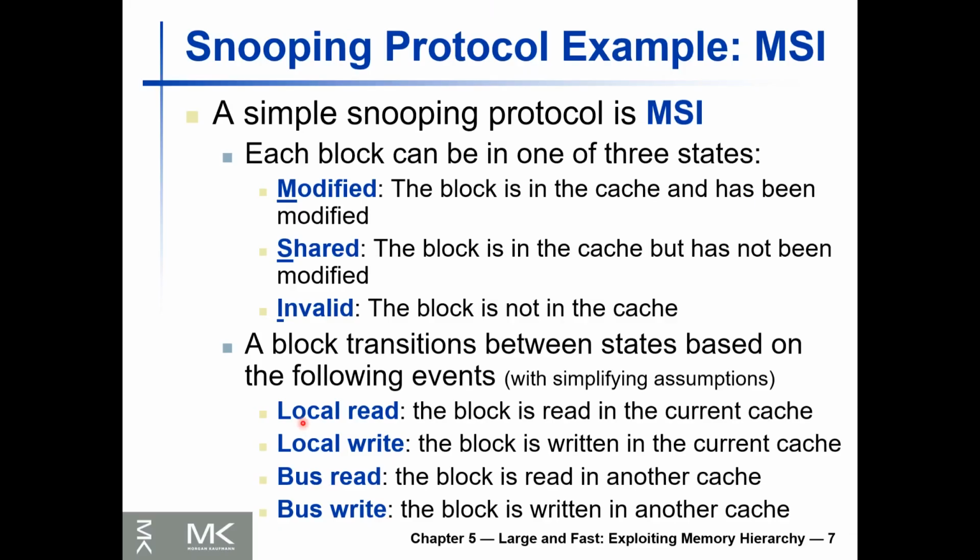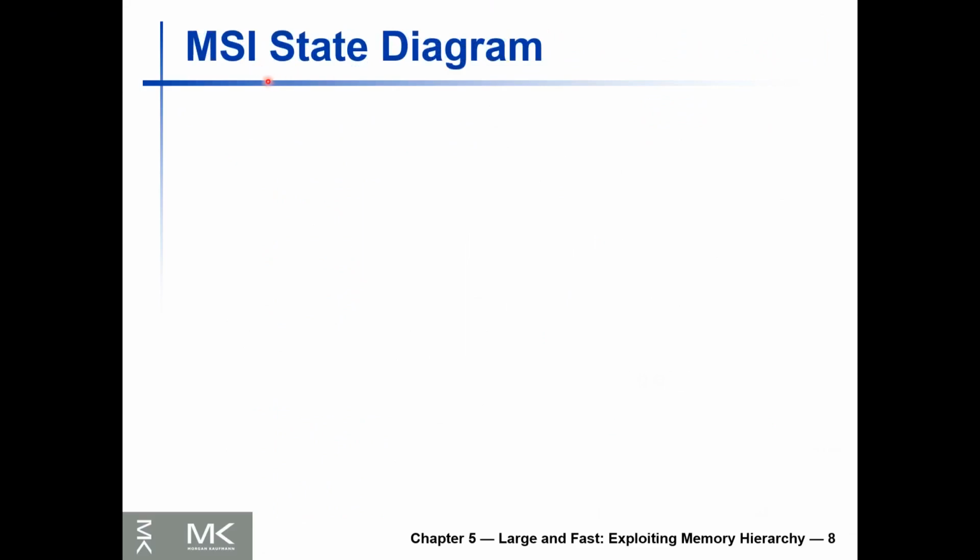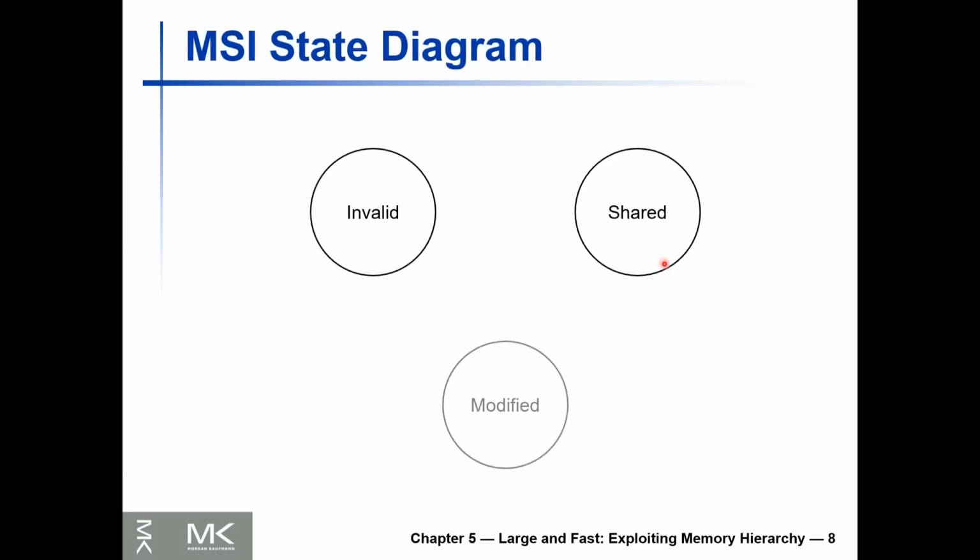Is this clear? Any questions? Okay, so we have states and we have transitions. What can we do to visualize what happens and how we transition between states? You remember state diagrams? We covered those earlier in the course. So let's design a state diagram for the MSI protocol. Remember we had three states: invalid, shared, and modified. Next, we have to figure out, for each of the events that could happen, local read, local write, bus read, and bus write, how we transition between states.